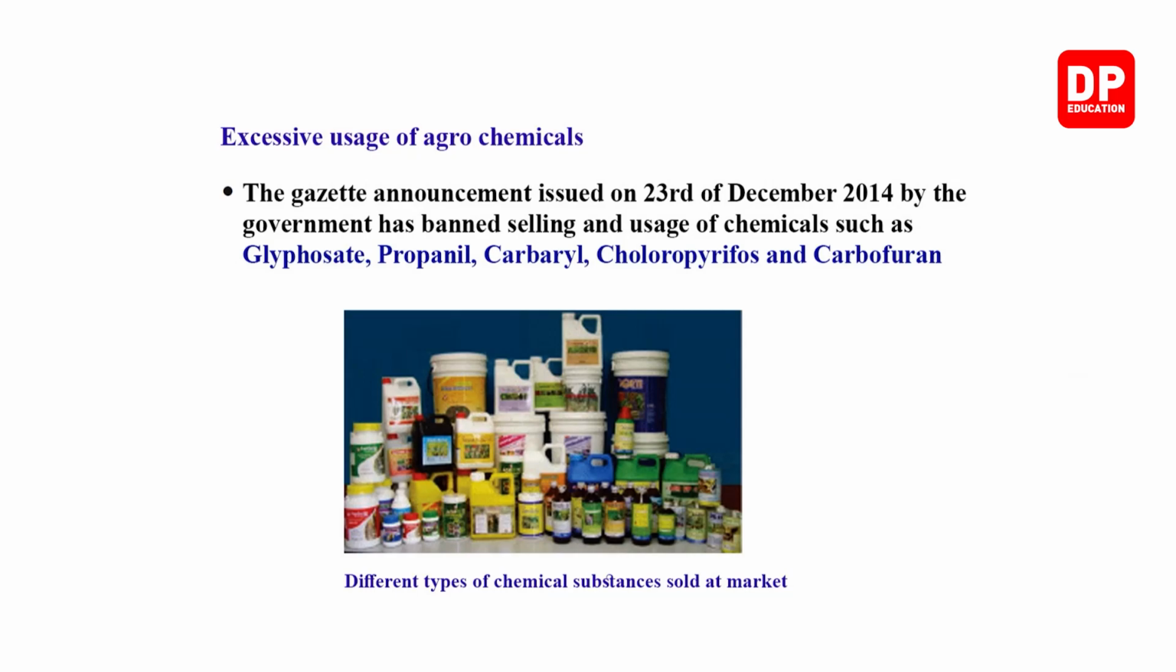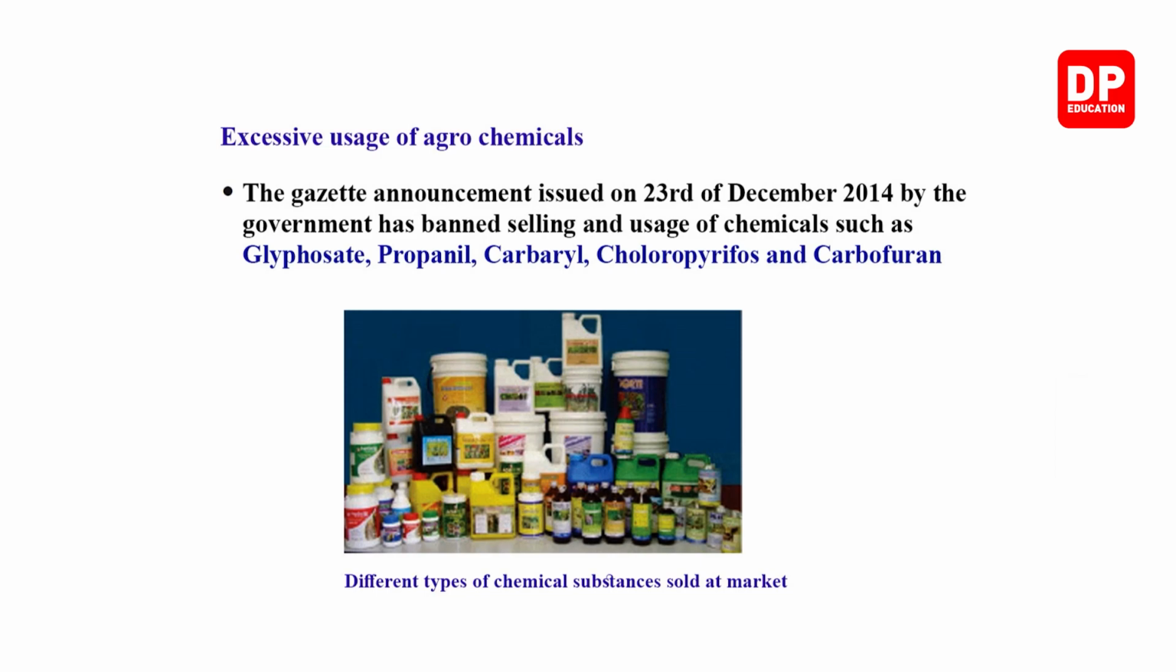Then the gazette announcement issued on the 23rd of December. There was a gazette announcement issued on the 23rd of December 2014, by which the government banned the selling and usage of certain chemicals. So during 2014, the gazette announcement given out on the 23rd of December banned different kinds of chemicals in selling and also using.